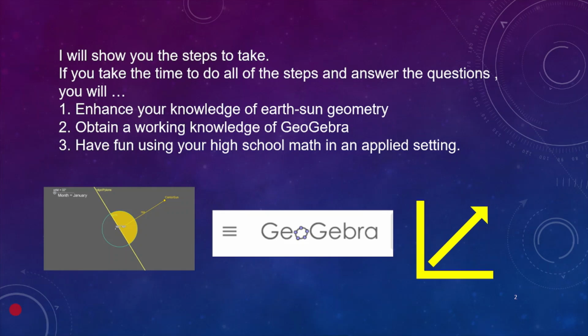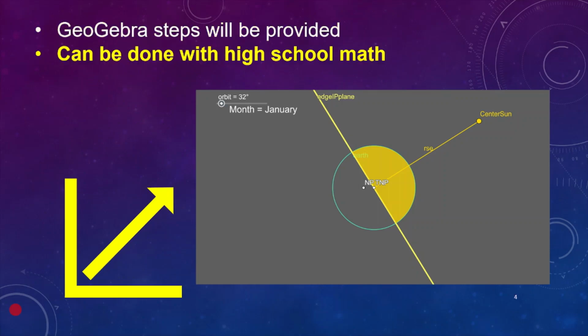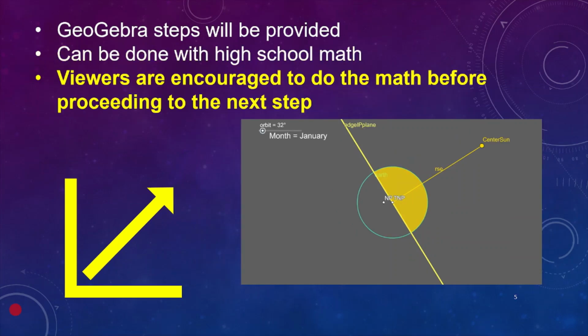If you take the time to do all of the steps and answer the questions, you will enhance your knowledge of Earth-Sun geometry. You'll obtain a working knowledge of GeoGebra, no previous experience required, and you'll have fun using your high school math in an applied setting. And you do need to have a good, solid understanding of high school math, but only high school math is required. So the GeoGebra steps will be provided. It can be done with high school math, no college math required.